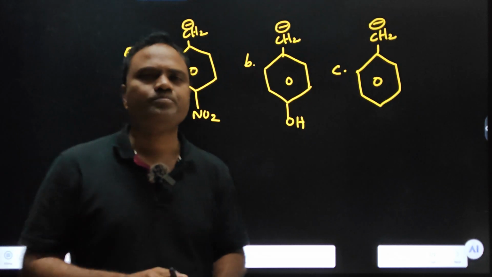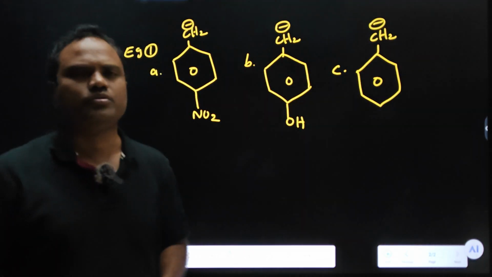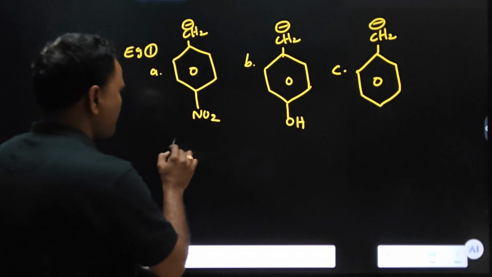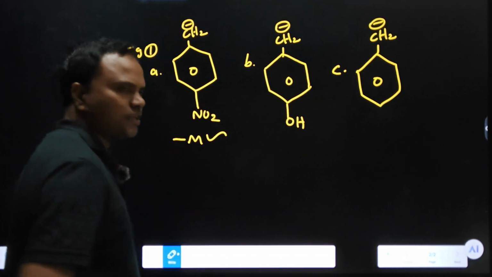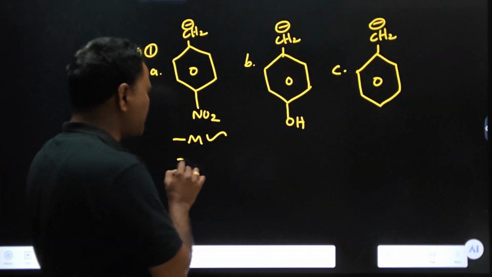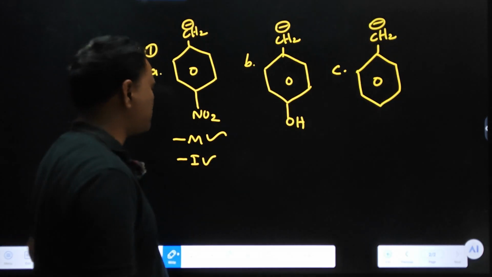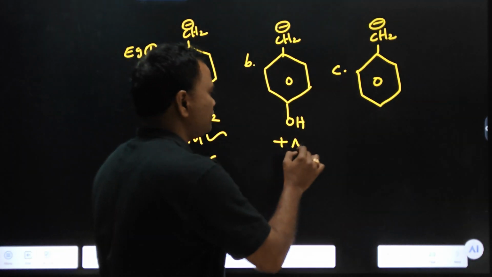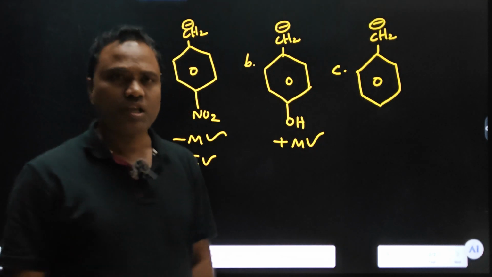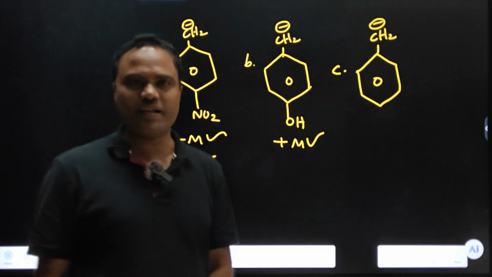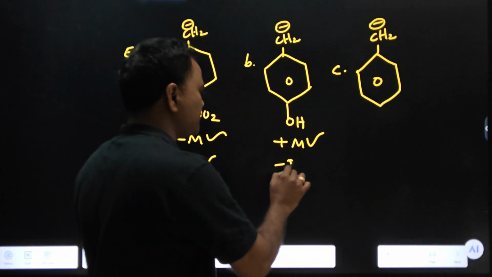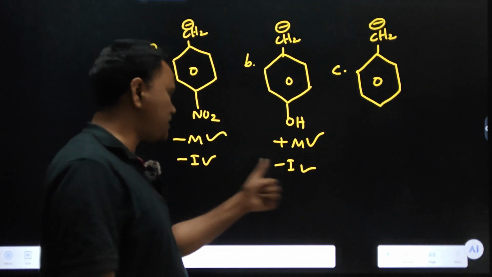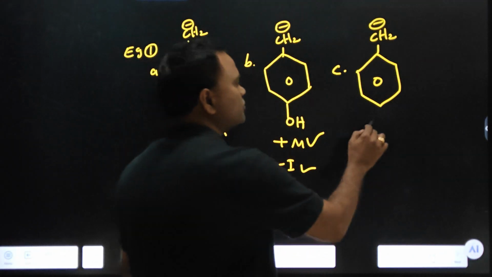See what we have to do. First write all the effects. Minus M, yes, give a tick mark. Every minus M group also has a minus I effect. Minus M, minus I, tick marks. OH is a plus M group, tick mark. Every plus M group also has a minus I effect. Minus I is common for both minus M group and plus M group. And this is neutral.